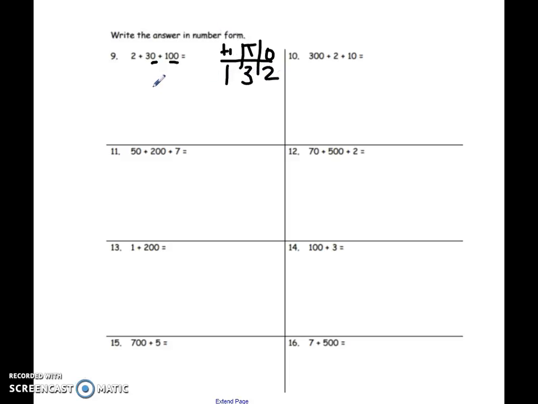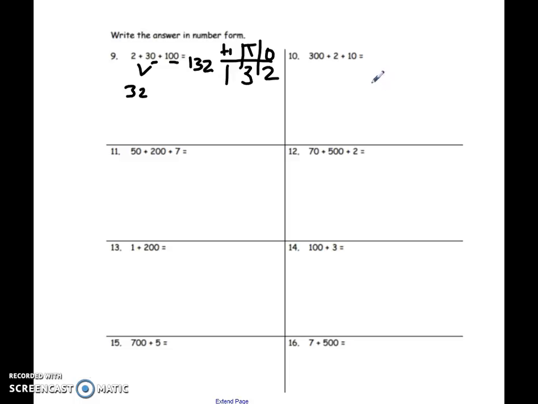I could have also simply added the numbers together. So if I add them together, 2 plus 30 would give me 32. And then 32 plus 100 would give me 132. So those are 2 ways to get numbers that are already in expanded form and put them in standard form.